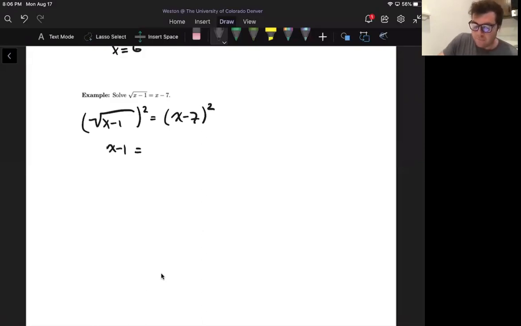And then on the right-hand side, we're just going to expand. And so as we FOIL out, we get x squared minus 14x plus 49. And now it's looking like something that we know how to solve. On one side, we have a linear function. On the right-hand side, we have a quadratic function. And if we just take that left-hand side, subtract it from both sides. So we do subtract x minus 1 from both sides.